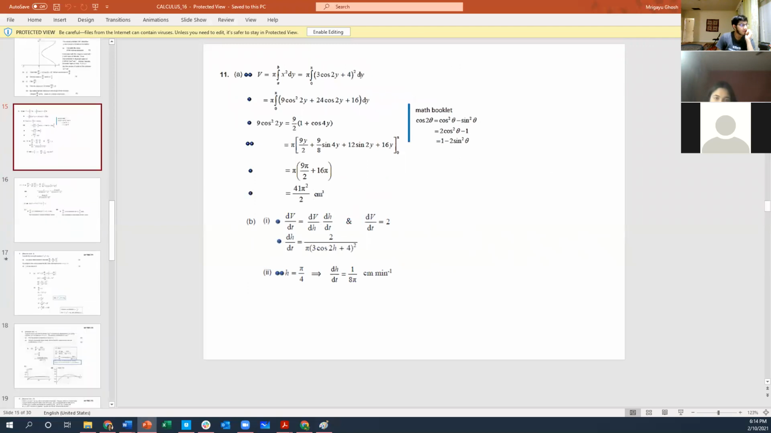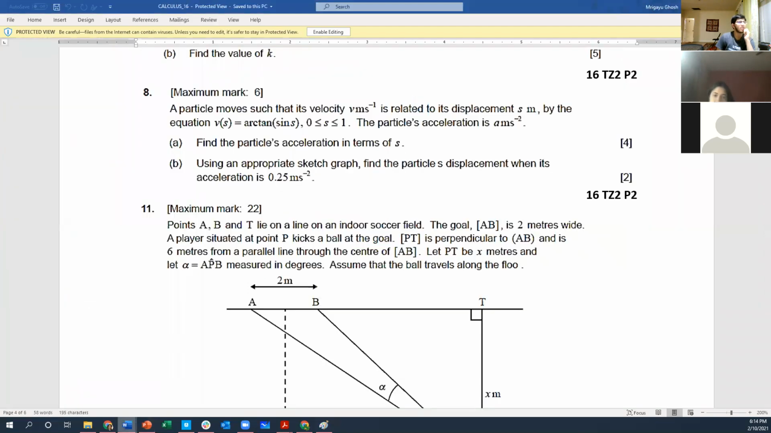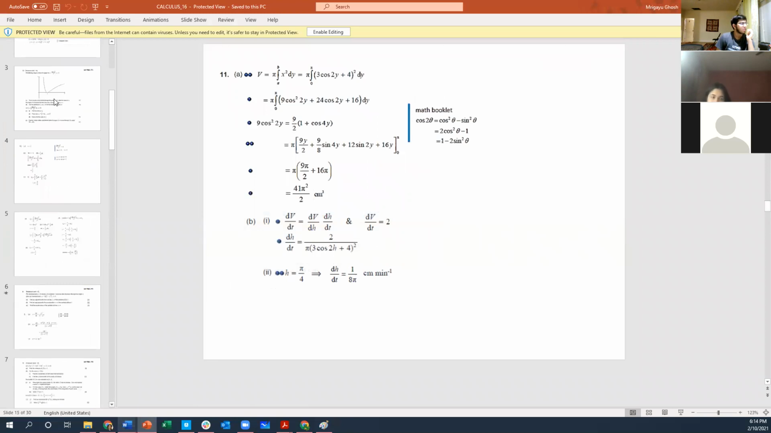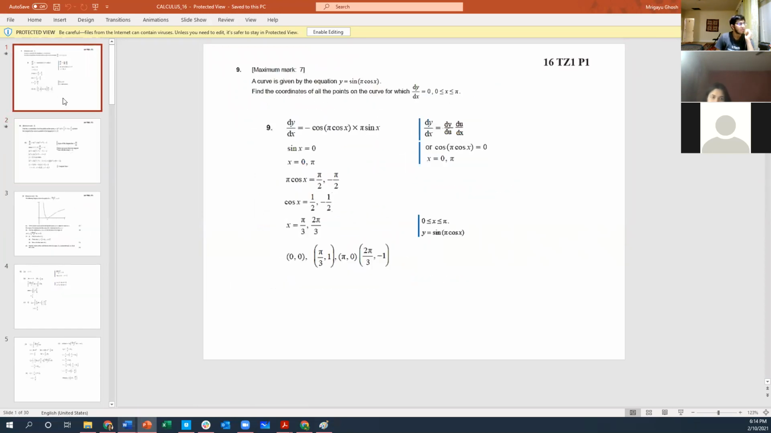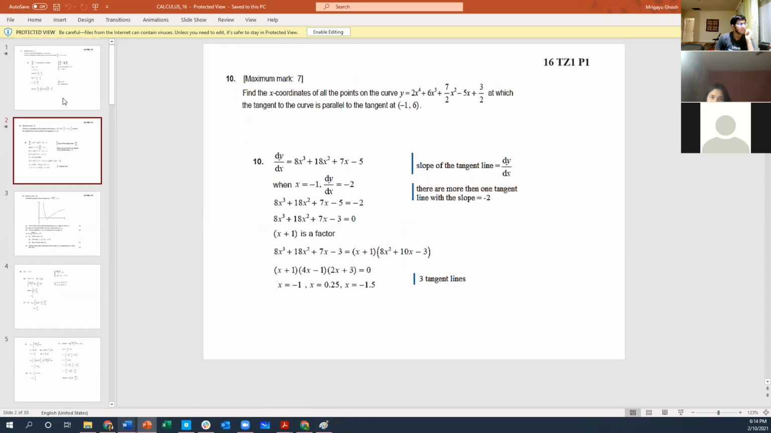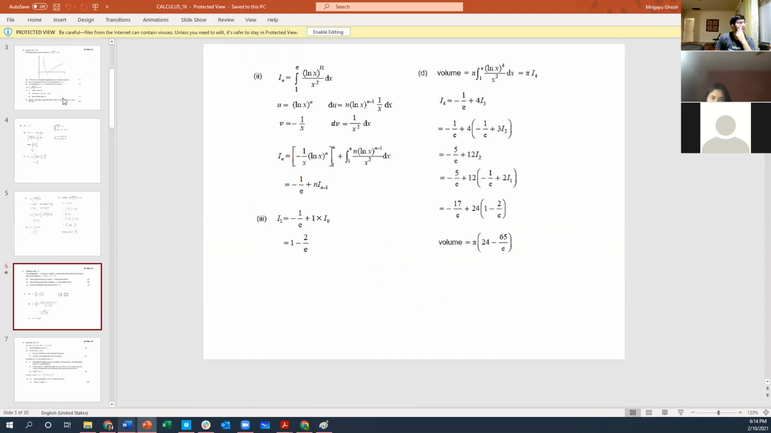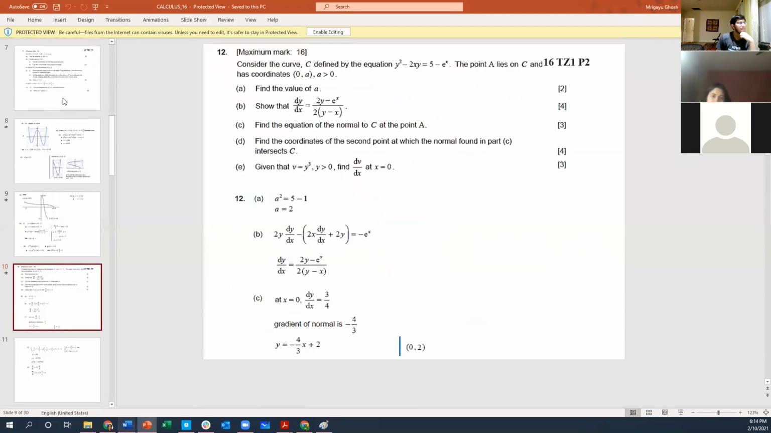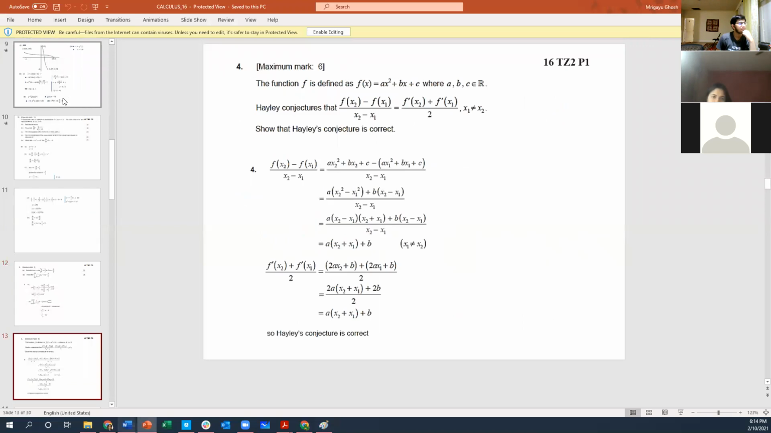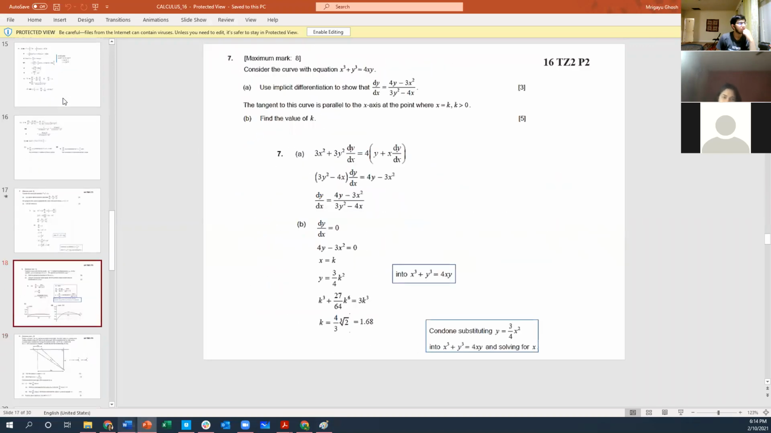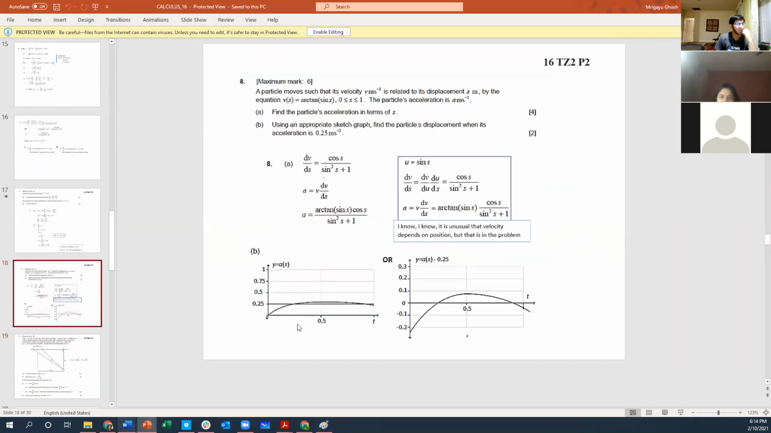Or okay. This is 16, number 8, but it's on TZ. Is it missing number 8 on here? No, it has it, because I remember seeing the solution. Oh wait, is that it? I think this is it. Okay, yeah. So they're plotting A versus T.